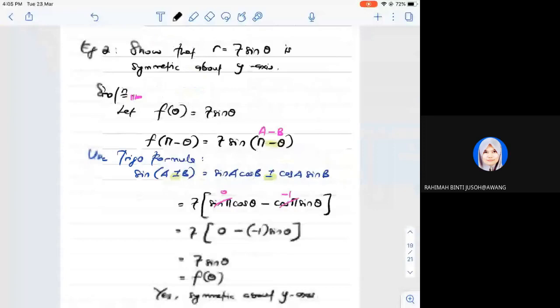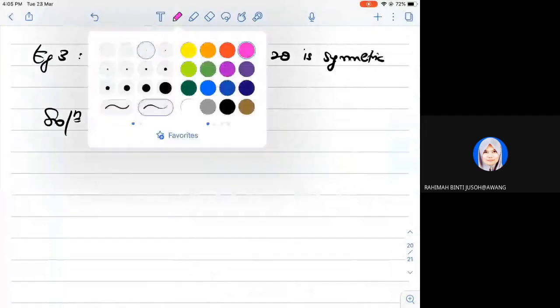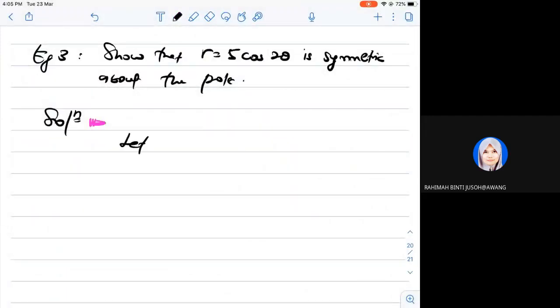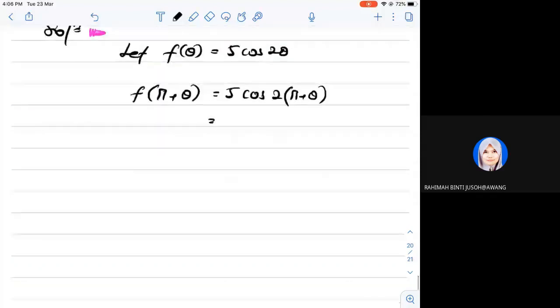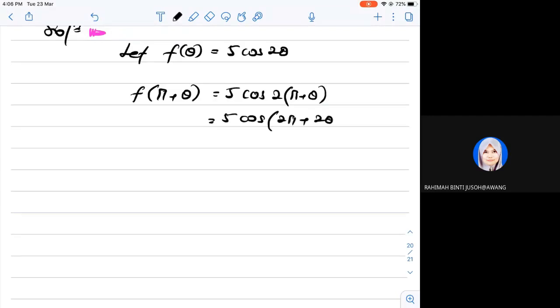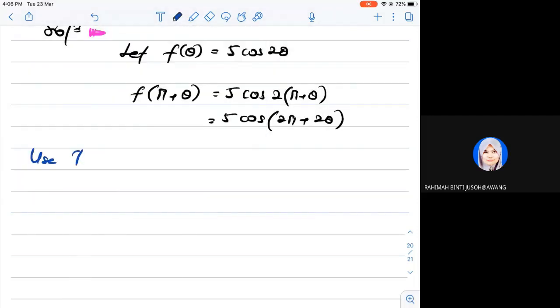Solution. Mula-mula let f theta samakan dengan 5 cos 2 theta. So, kita kena showkan f pi plus theta samakan dengan 5 cos 2 times pi plus theta. So, dia jadi sama dengan 5 cos darab masuk dalam 2 pi plus 2 theta macam ni. Yang ni pun sama. You kena pakai trigonometric formula.